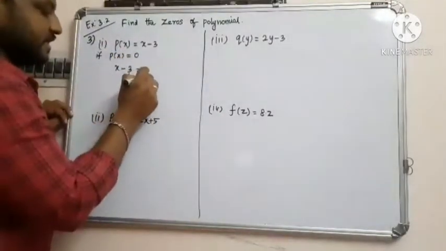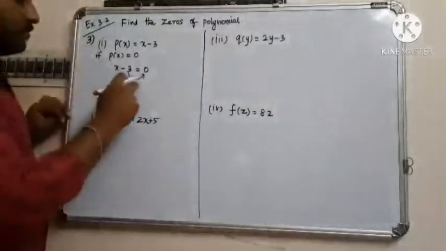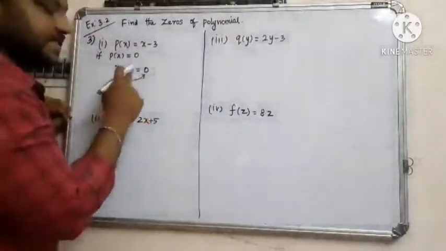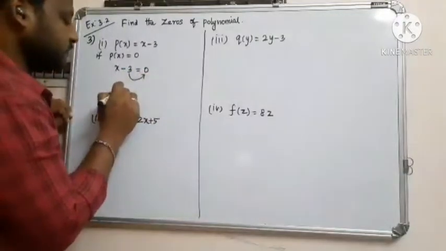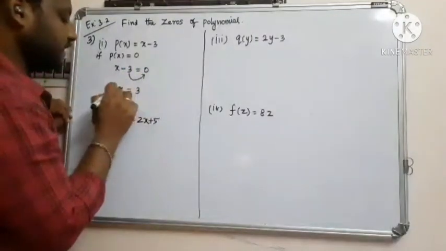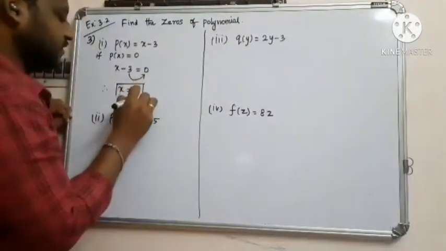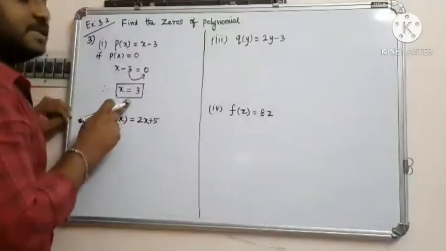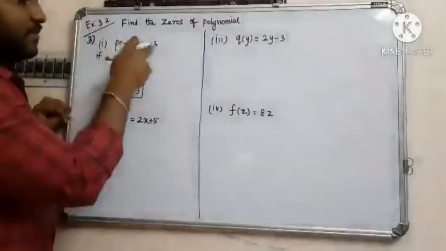So minus 3 will change to the other side and become plus 3. So x value is equal to plus 3. Therefore, the value 3 is the zero of the polynomial for this polynomial.